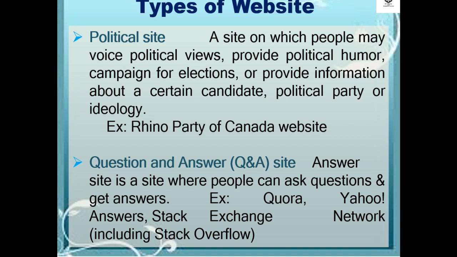Another type is the question and answer or Q&A site. Answer site is a site where people can ask questions and get answers. For example, Quora, Yahoo Answers, Stack Exchange Network, including Stack Overflow.